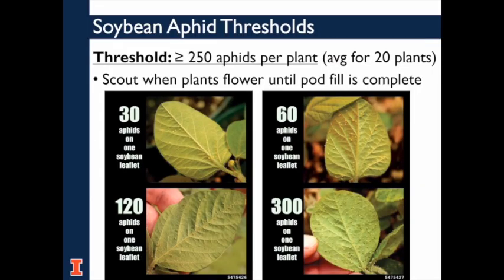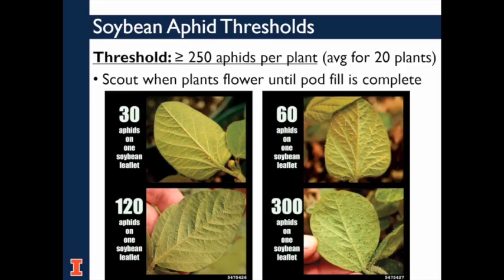The economic threshold for soybean aphids is based on per plant counts. Using this method, aphids are counted on 20 plants per field. If an average of 250 or more aphids per plant are found, you can apply a treatment. Scout when the plants are flowering and continue until pod fill is complete.